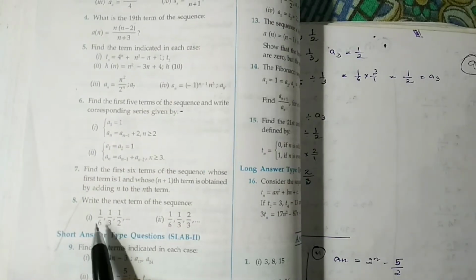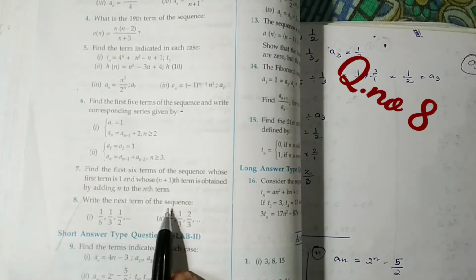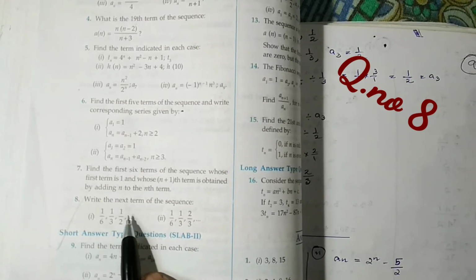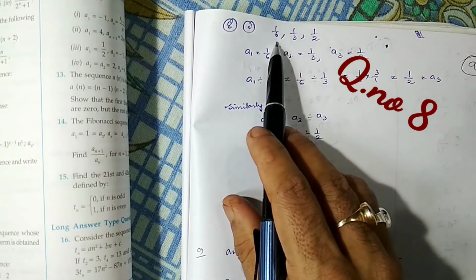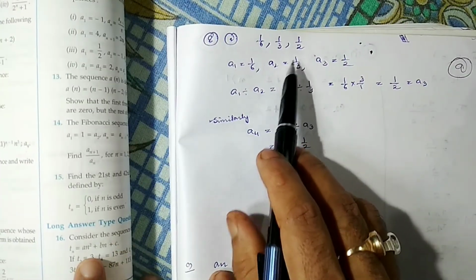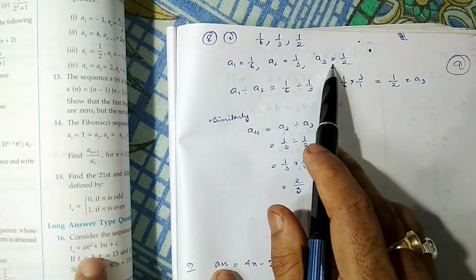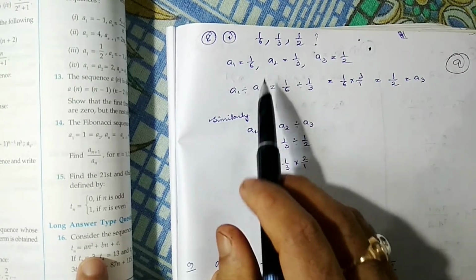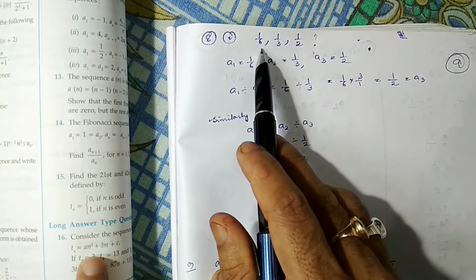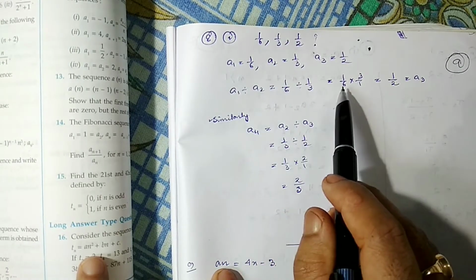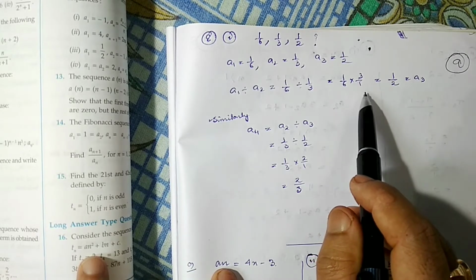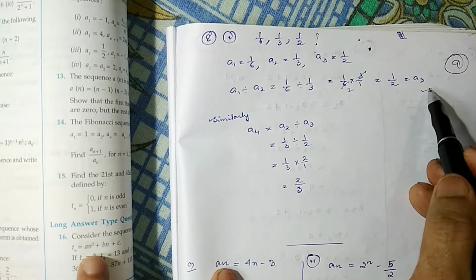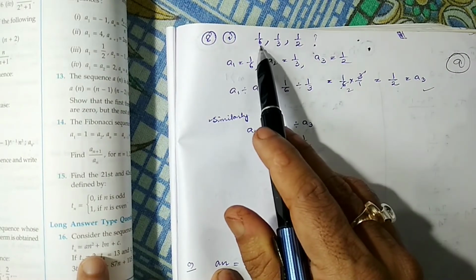Now let me show question number 8. Write the next term of the sequence 1 by 6, 1 by 3, 1 by 2. We have to find the next term. Here a1 is given, a2 is given, a3 is given. We have to find the 4th term. Now just divide a1 by a2. 1 by 6 divided by 1 by 3. So 1 by 6 into 3 by 1. You got 3 and 6 can be cancelled. So you got 1 by 2, which is the 3rd term.